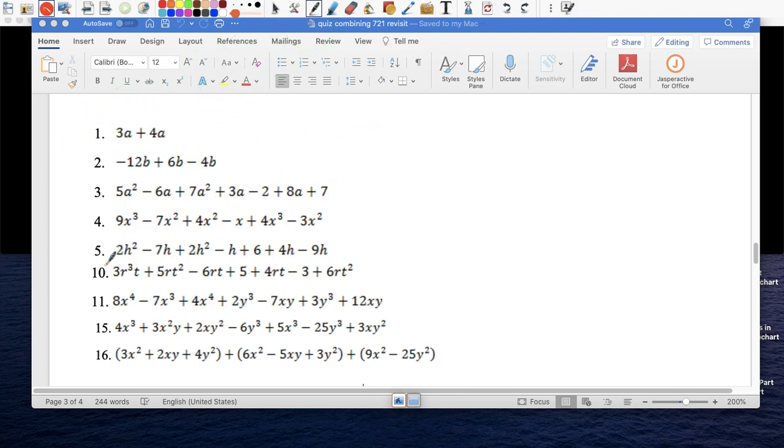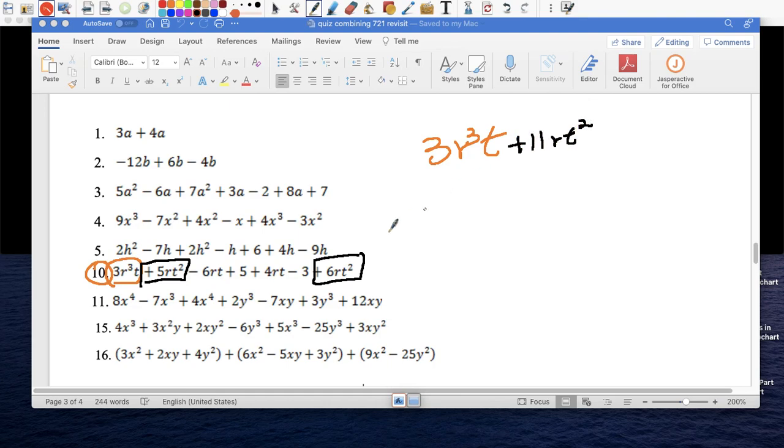Pick something at random. Let's pick number 10. Is there a 3r cubed t? No. So 3r cubed t combines with no one. Let me move on. Is there anything with a 5rt squared? Yeah, look, right here. And take the sign that comes before it. That's how you know if it's positive or negative. They're both positive, so it's 5 plus 6. Just add the coefficients, and the variables stay exactly the same.